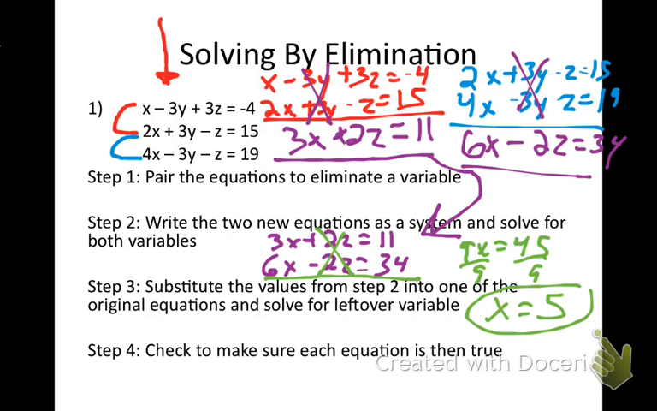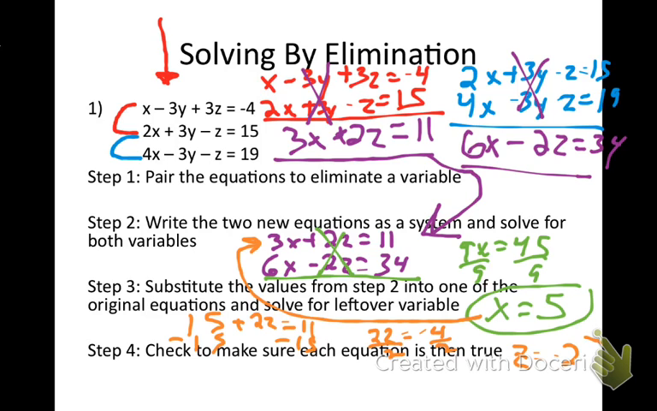I have one answer. From here now, it's just going all the way back through, solving for my other variables. So I'm going to take x and plug it into one of my secondary equations to solve for z. I can plug it into either one of those secondary equations. I'm going to plug it into the first one. So I get 15 plus 2z equals 11. Subtract 15. 2z equals negative 4. Divide by 2. z equals negative 2. Now I have two of them.